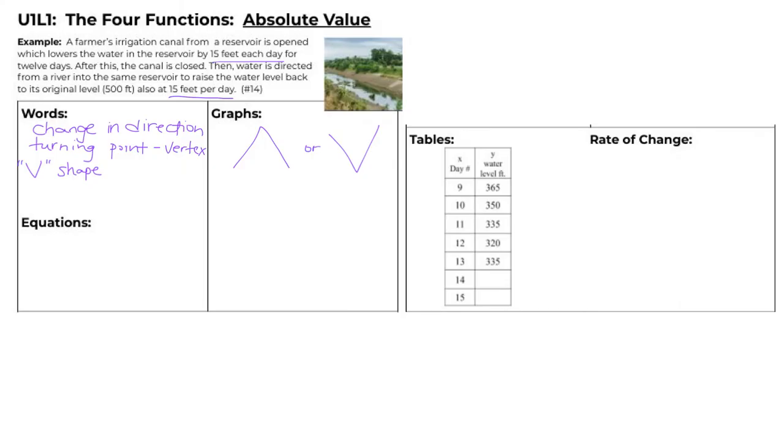You can see in this example that the X values, which is the days, are increasing over time. They're getting bigger. The Y values, which is the water level, from 365 to 350 to 335 to 320 are getting smaller, and then it starts going back up again. So this again shows us a turning point. And this is the point at which it changes direction. We're going to call that a vertex.